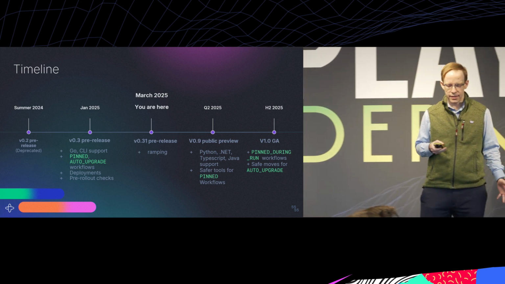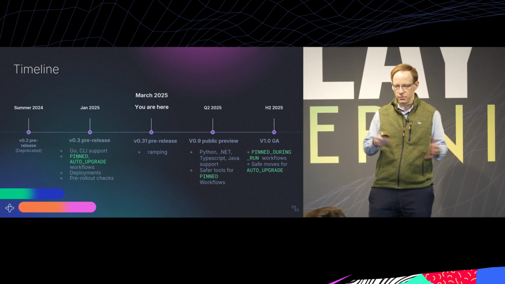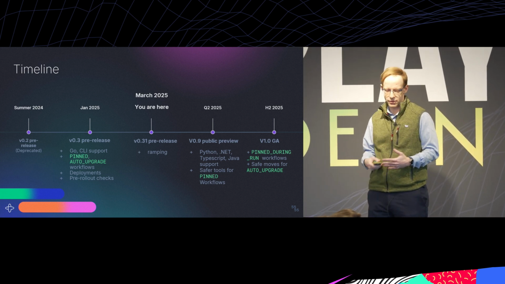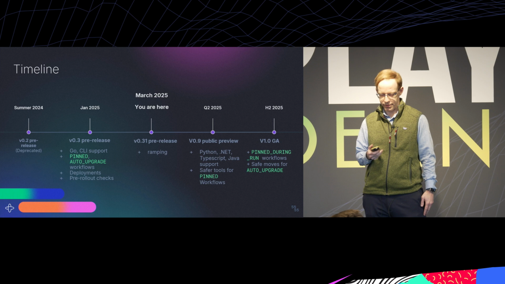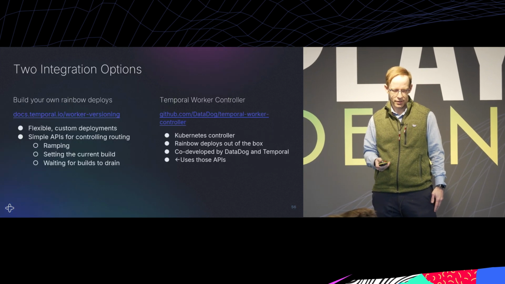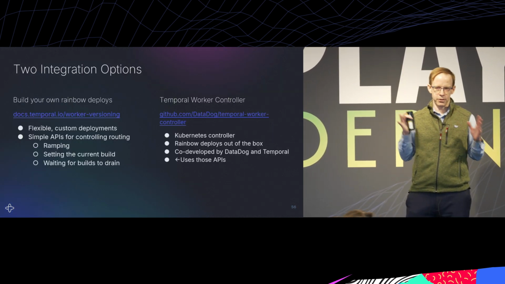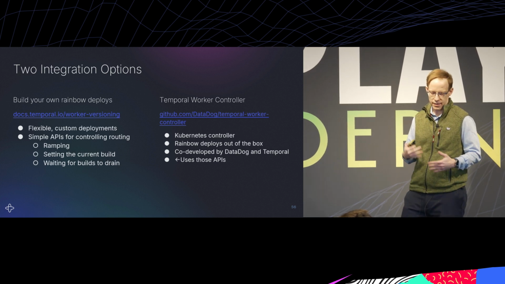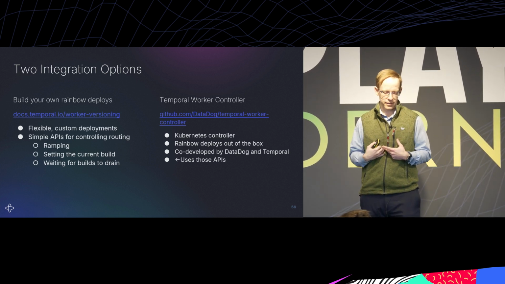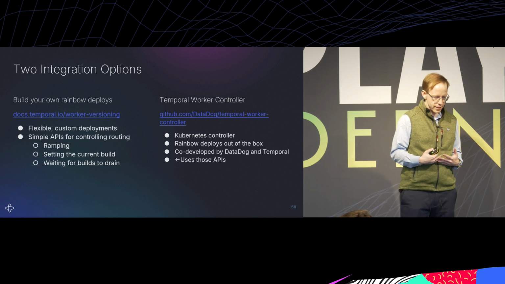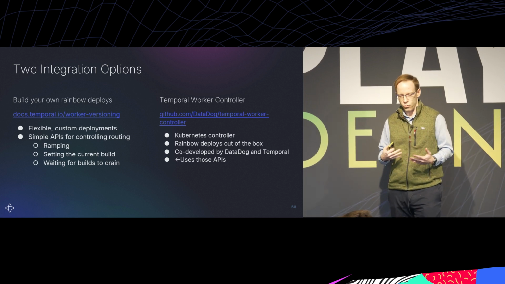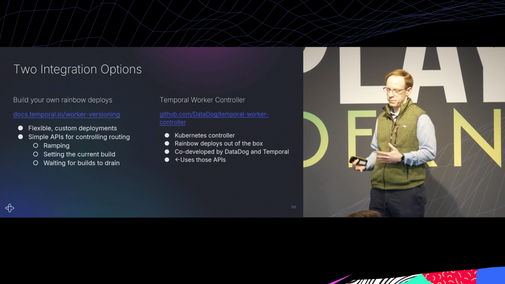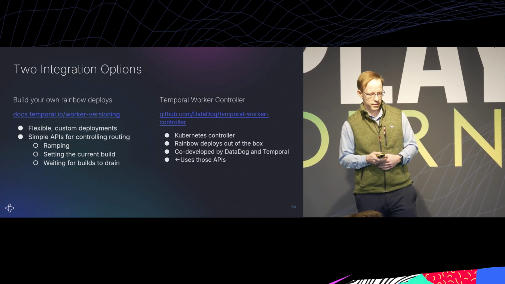And then we're adding more safety features and more support for longer and longer running workflows, which I'll tease later in the talk. Okay, so you can build your own Rainbow deploys, as Shahab just showed off, using those APIs. The idea, we're really trying to make them simple and flexible at the same time. Or you can use a Kubernetes controller that Jacob Legrone from Datadog built with us.